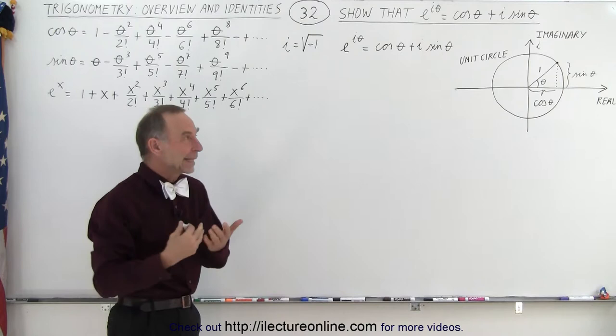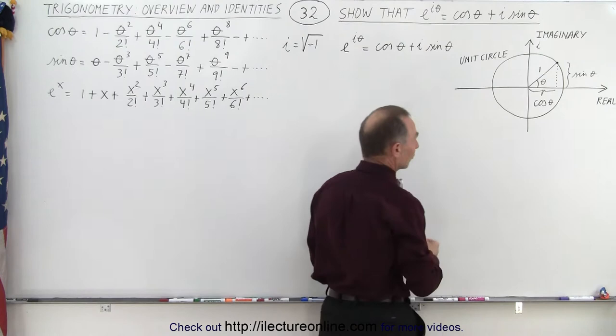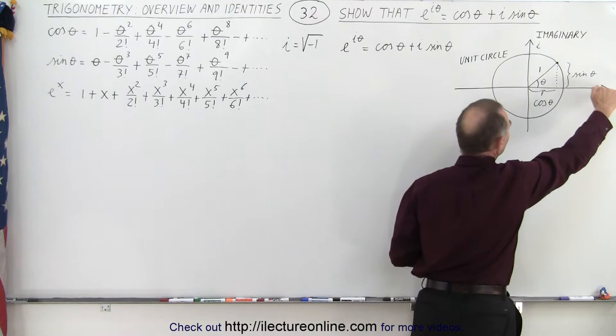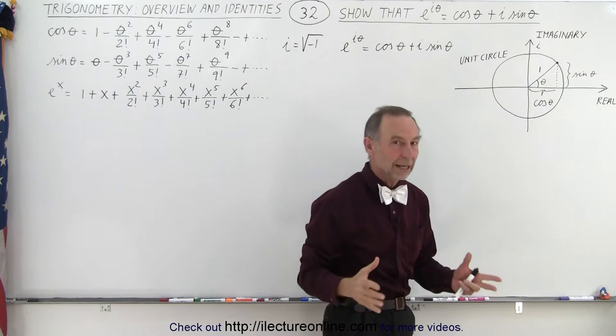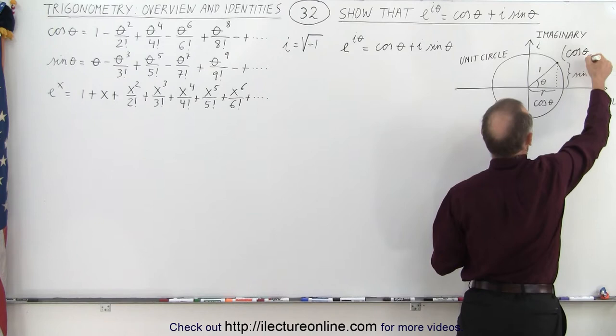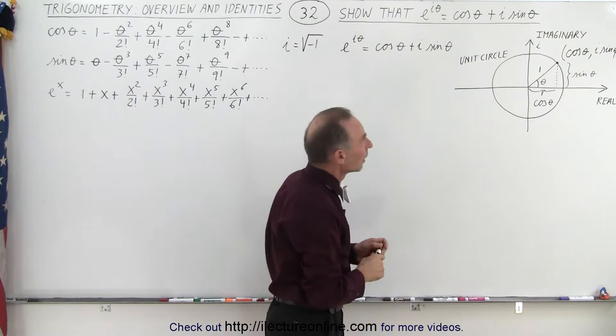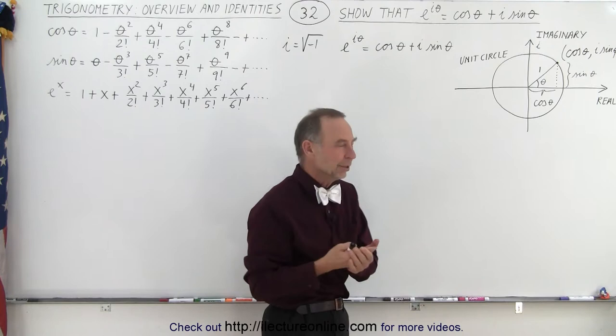Now, if e to the i theta is indeed equal to the cosine of theta plus i sine of theta, then it can be represented graphically like this. We have a unit circle, we pick a point on the circle, we call this the real number axis, and we call the plane away from the real number axis the imaginary plane. And so that means that if we pick a point right here, we can see that the x value of that point corresponds to the cosine of theta, and the y value of that point corresponds to i times the sine of theta. Okay, so it is essentially the sum of a real number plus an imaginary number.